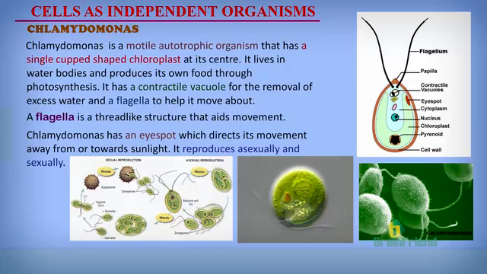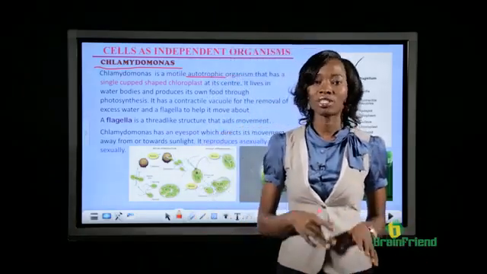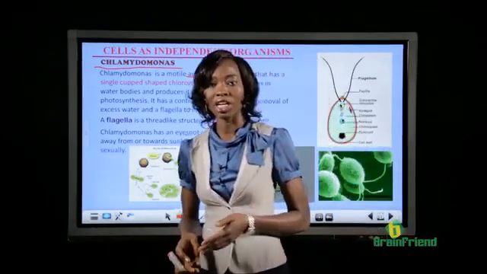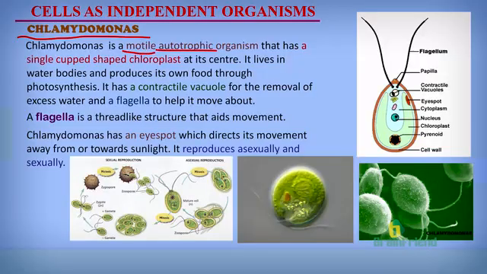The third example of a unicellular organism is the Chlamydomonas. Chlamydomonas is a motile autotrophic organism. Remember, an autotrophic organism is an organism that manufactures its own food through photosynthesis. If you also remember, most autotrophic organisms are not mobile. They are just like plants. They don't move. They cannot move their entire bodies from one spot to the other. But in the case of a Chlamydomonas, it is mobile. That means it can move its entire body from one spot to the other.